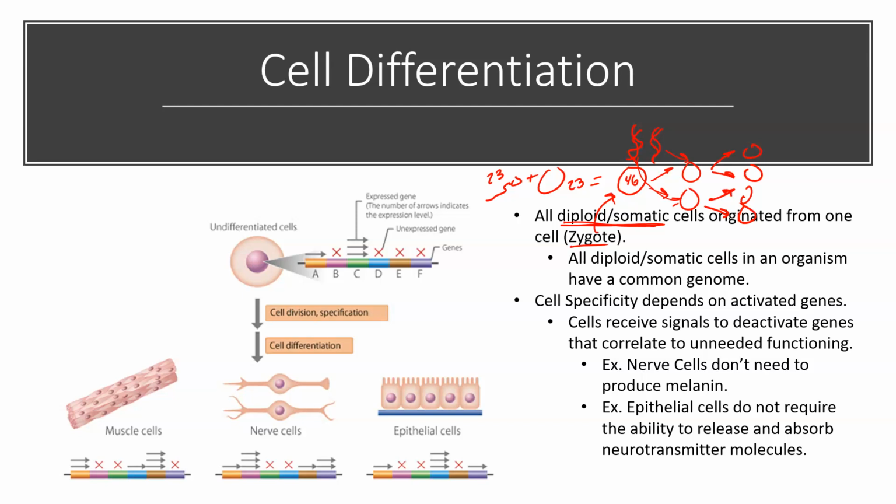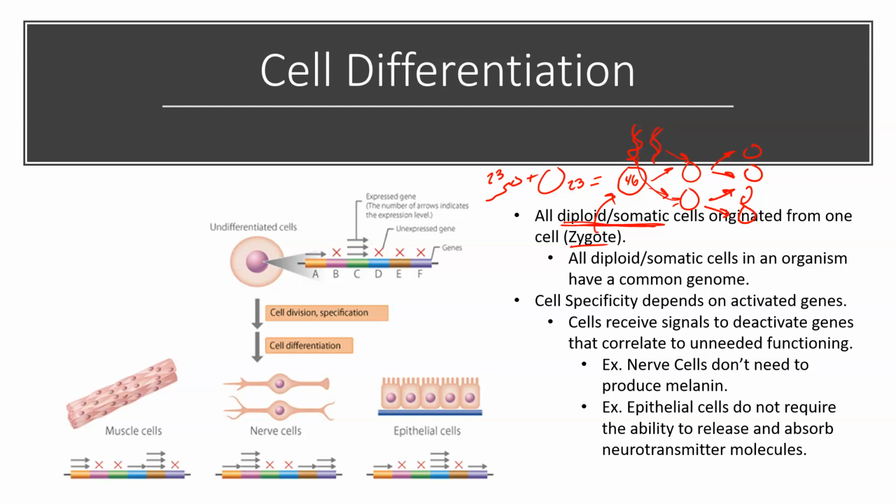Now, because every cell in your body has the same copy of DNA, that means every cell type has the ability to become every cell type. So your skin cells, for instance, have the genes necessary to make those cells liver cells. And liver cells have the genes that are necessary for making nerve cells.